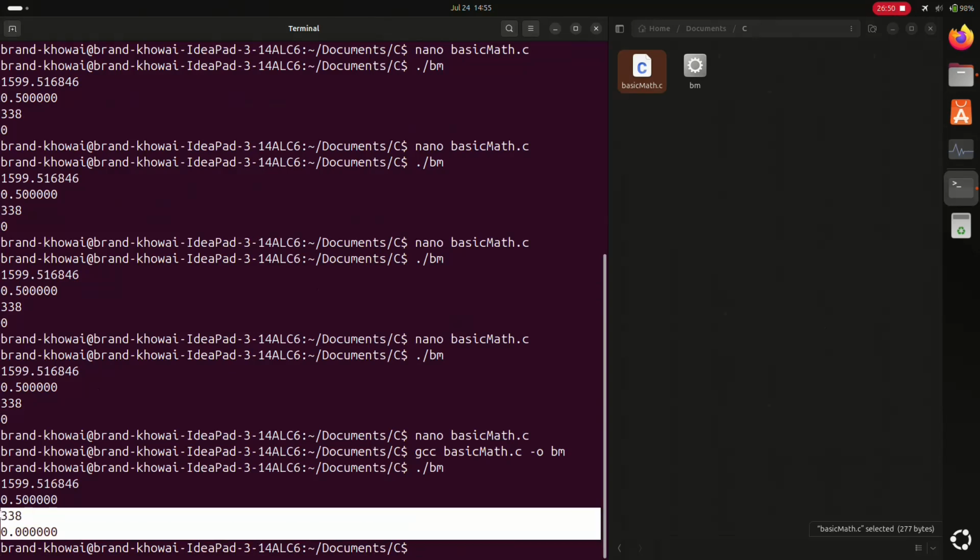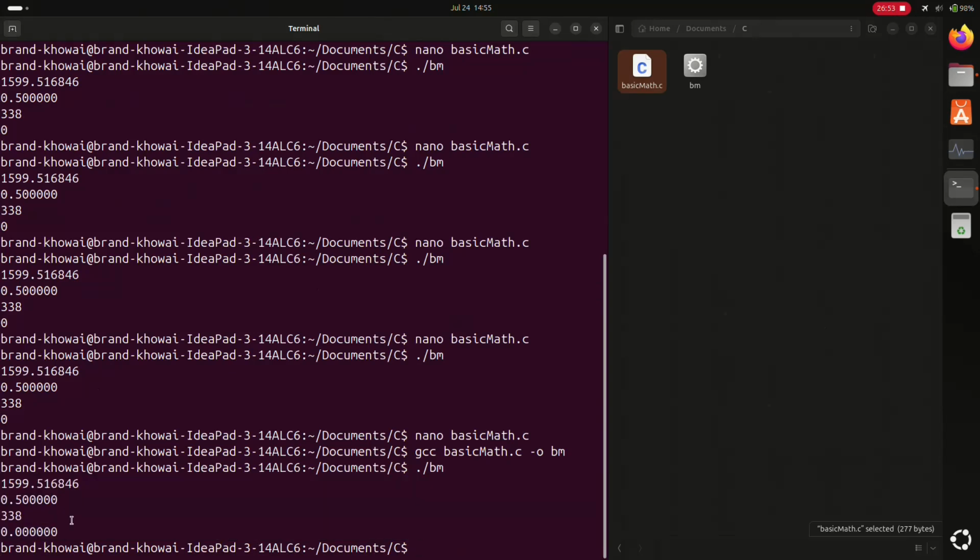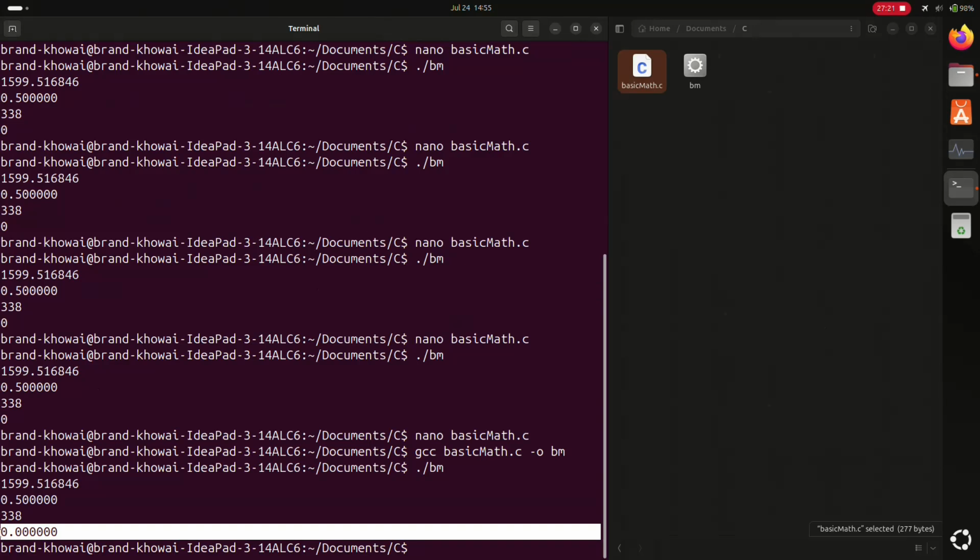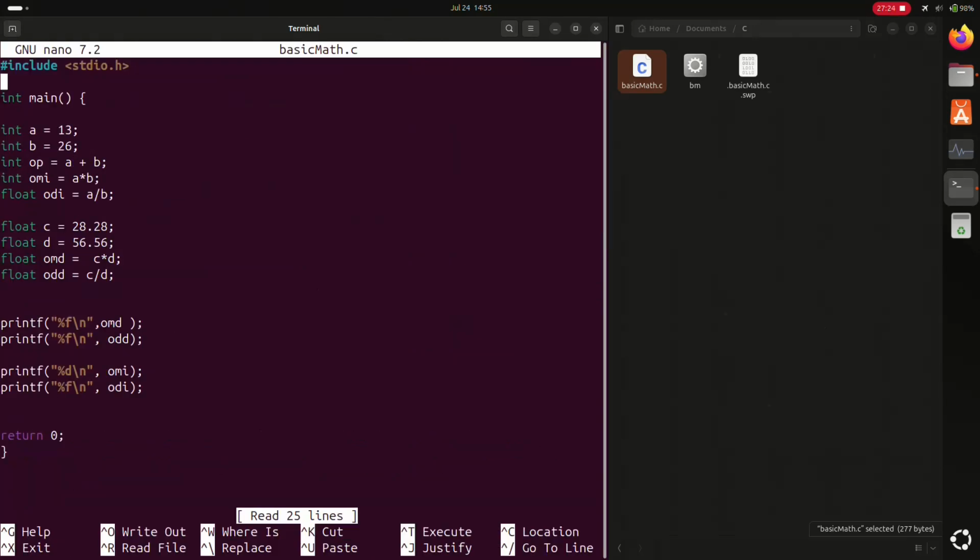See, 0.000. Again, there is some problem with the code. I don't know what. Let's see what the problem is, because it is outputting 0.000, though the output should be 0.5. Let's see. Nano. What is the problem, friend? Printf percentage f ODI. ODI is A divided by B and is a floating number. A is an integer, B is an integer. And A divided by B, 13 divided by 26, is a decimal number, obviously. 13 by 26 is 0.5. Now why is it outputting 0.0?